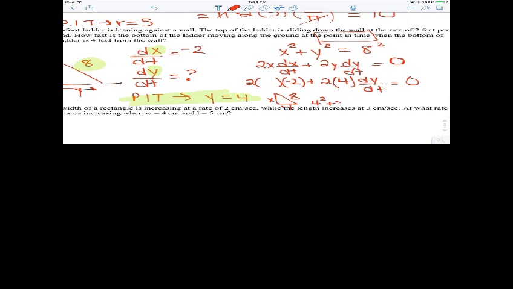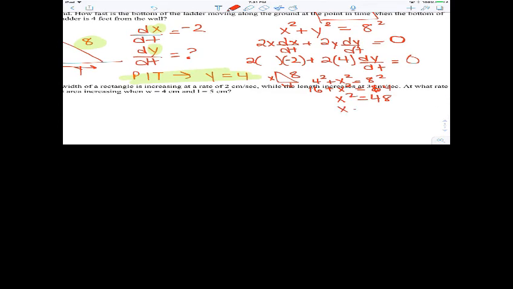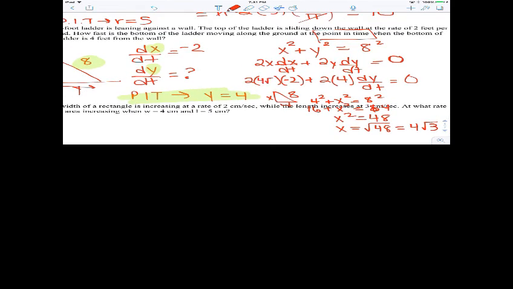So 4 squared plus x squared equals 8 squared. If you remember your special right triangles, you might even be able to do this without that. But this would be 16 plus x squared equals 64. So x squared would be 64 minus 16, which is 48. So x equals square root of 48, or you could get really fancy and say that that is 4 radical 3. Now, let's plug that in. So this would be square root of 48 or 4 radical 3.